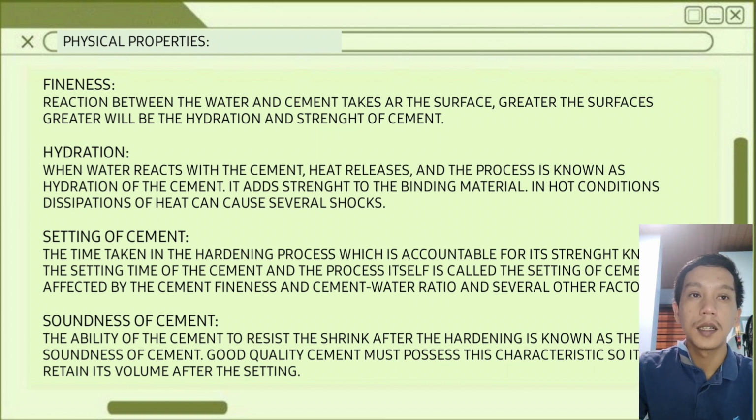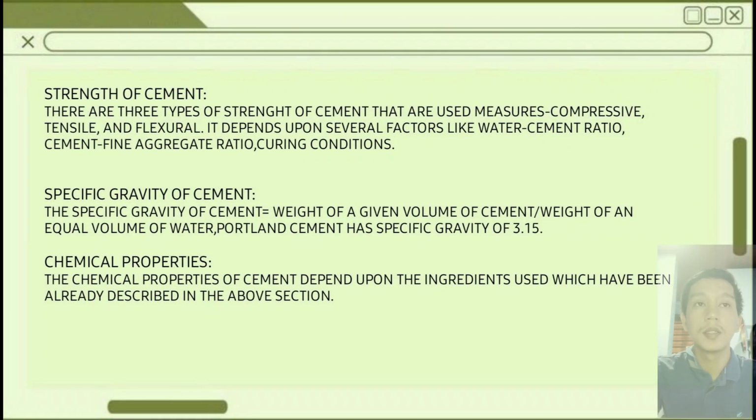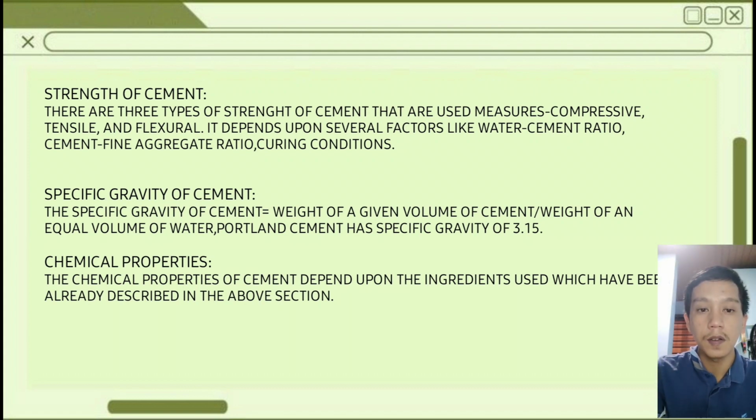So yun lang sa soundness of cement. So the next one is the strength of cement. There are 3 types of strength of cement that are measured: compressive, tensile, and flexural. Malalaman mo kung compressive, tensile, and flexural through grading of the cement, kung ano ba yung strength ng isang cement.